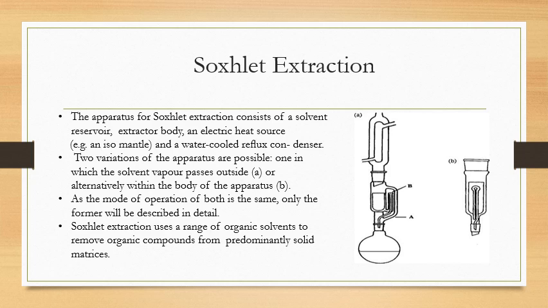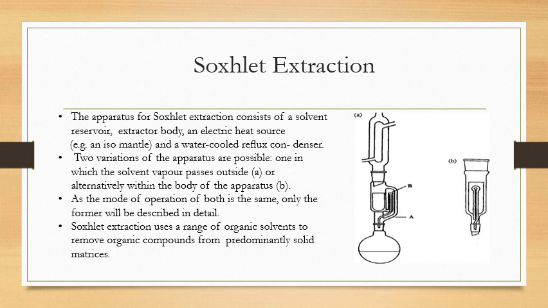Soxhlet extraction. The apparatus of Soxhlet extraction is shown in the figure. The apparatus of Soxhlet extraction consists of a solvent reservoir, extraction body and electric heat source, for example, an isomantle. Mantle means the cap, etc. And a water cooled reflux condenser.